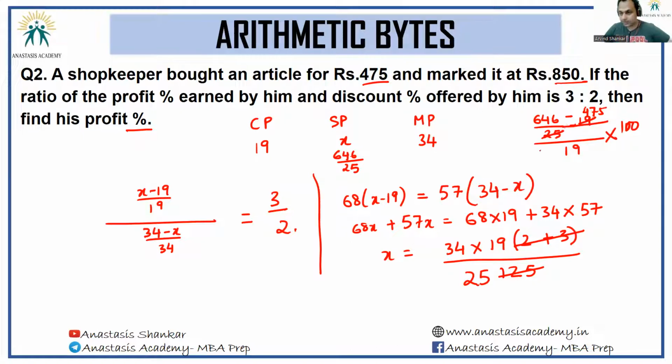Minus 475, and this 25 comes at the bottom. Okay, this 25 and 100 cancel, gives me 4. 646 minus 475 will be 171. So 171 by 9 into 4 we have to do. Sorry, not 9, it is 19. In the denominator you have 19. So 19 gone, 9 into 4 is left. Final answer to this question should be 36.